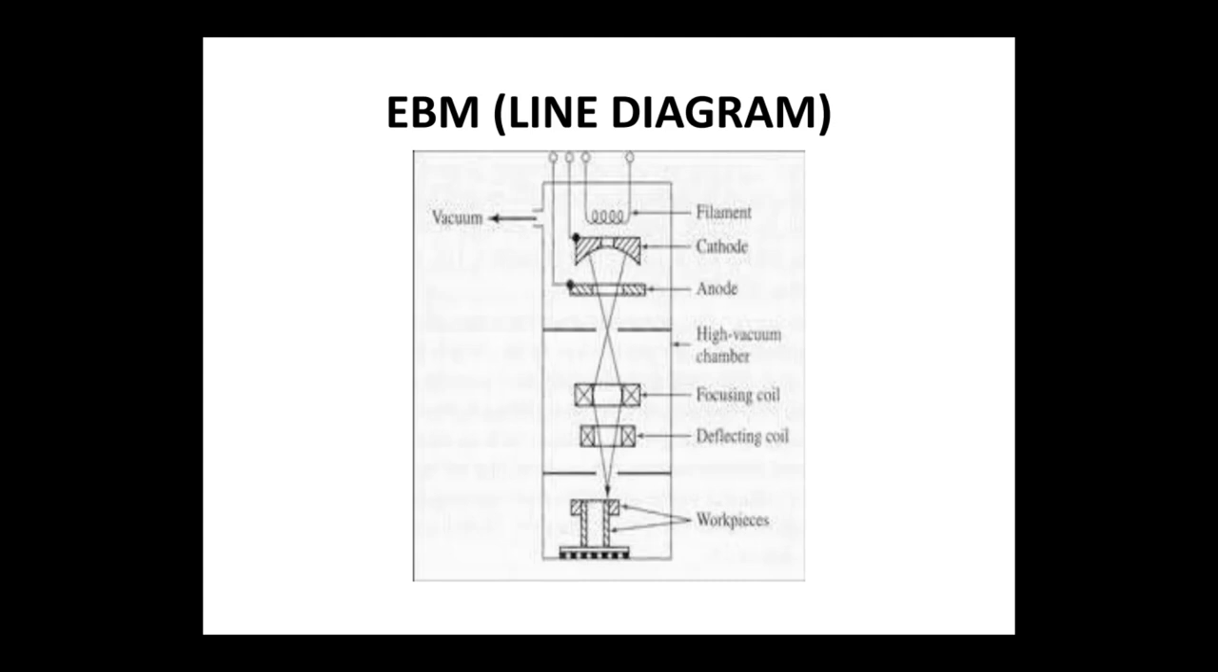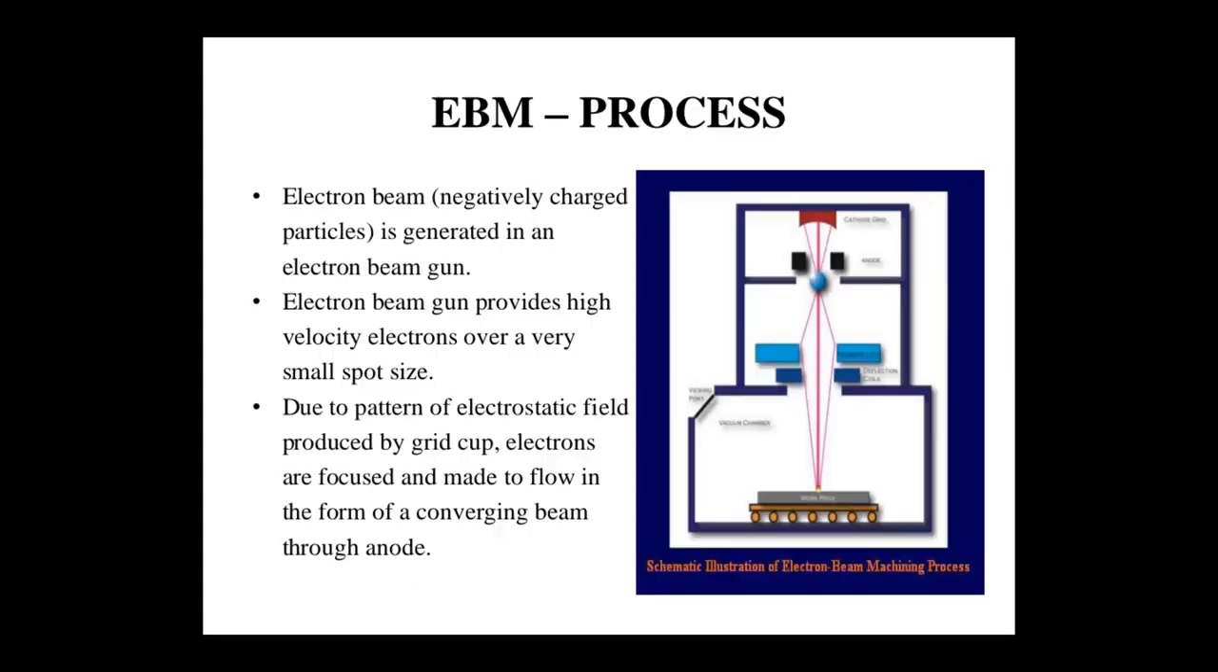Now here I have shown the line diagram of electron beam machining. You can see the different parts: the vacuum, the filament, cathode, anode, high vacuum chamber, then the focusing coil, and after the focusing coil the deflecting coil, and that impinges on the workpiece. Now I will discuss this process.